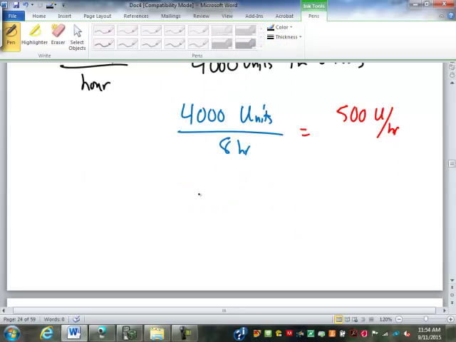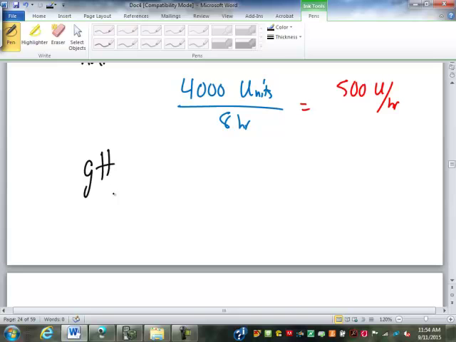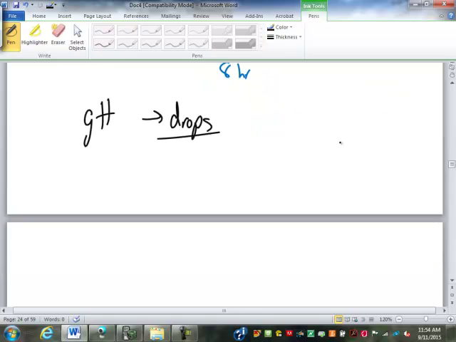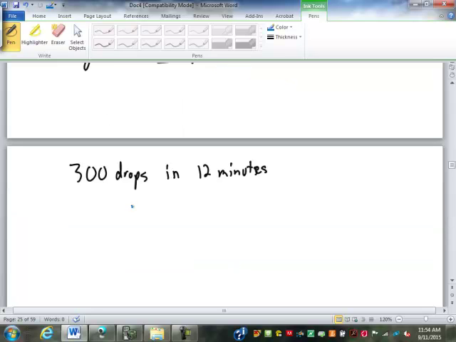Other rates you'll see. GTT is an abbreviation used for drops. So you might have an IV that is set at 300 drops in 12 minutes. That's going to be 300 GTT over 12 minutes. That'll divide out. 300 divided by 12 is 25 drops per minute.